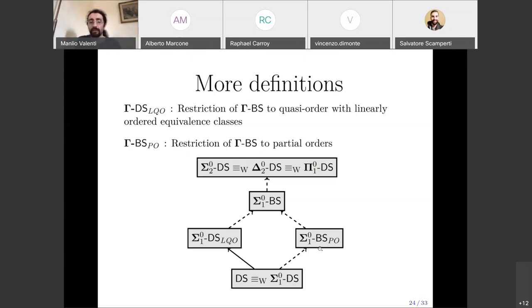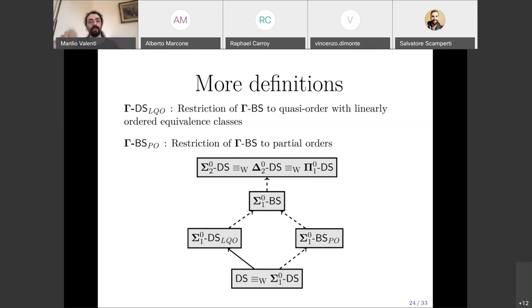These are Weierstrass reductions for trivial reasons, right? Because every linear order is a partial order, every partial order is a quasi order, and so on. But we don't really know what the exact relation between all these problems is, which I think is an interesting question.